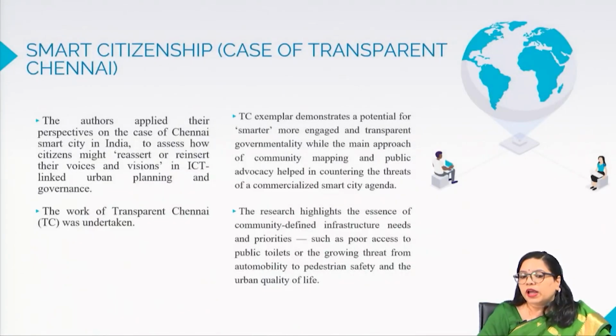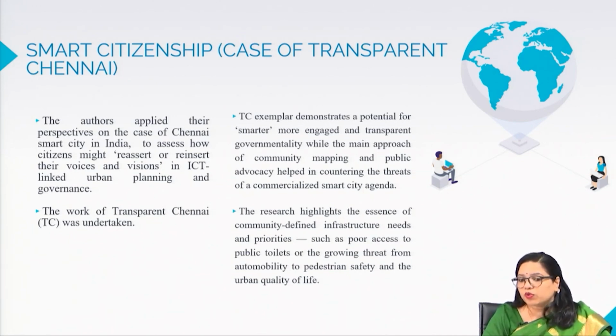The authors applied their perspective on the case of Chennai Smart City in India to assess how citizens might reassert their voices and visions in the ICT-linked urban planning and governance. The work of Transparent Chennai was analyzed for this reason. The Transparent Chennai exemplar demonstrates a potential for smarter, more engaged and transparent governmentality.